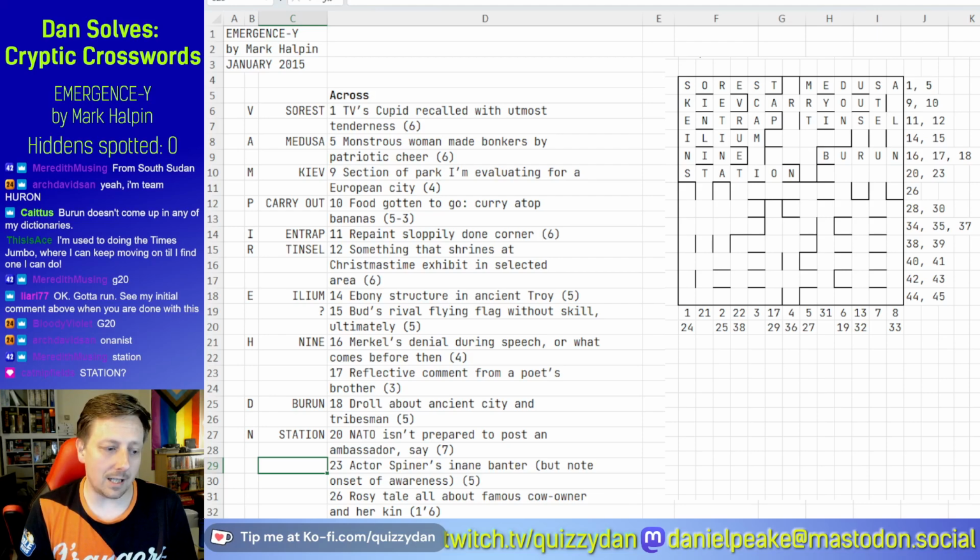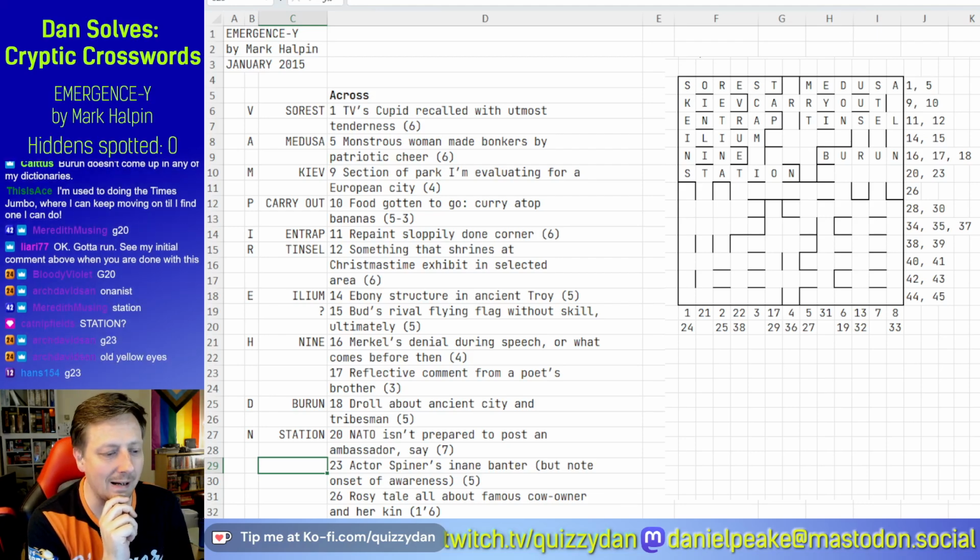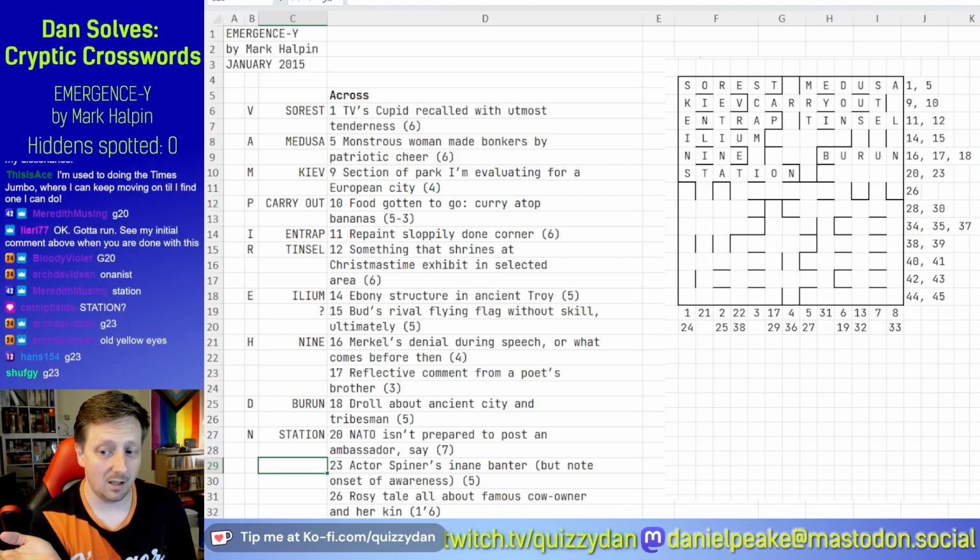Is there a spiner? Is it going to be spear instead, or piner, or spine? But is there a spiner? And if so, who is it? Please do let me know that. Inane banter. Anagram of banter.